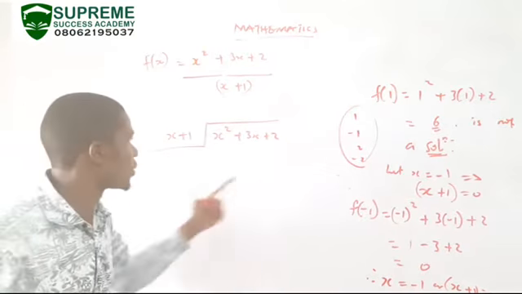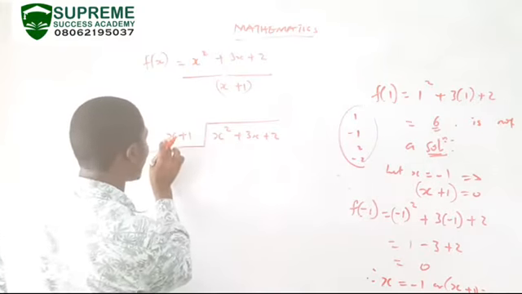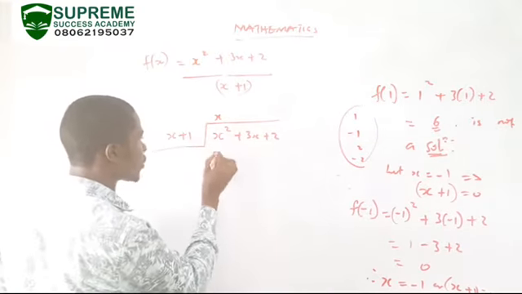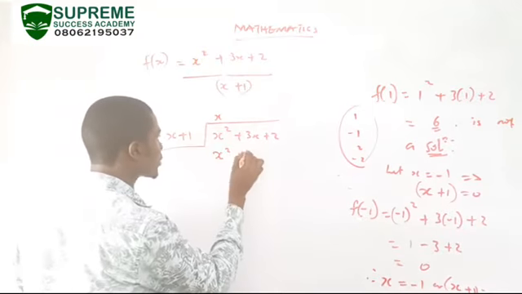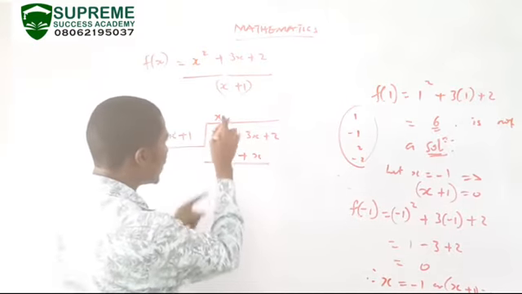Your dividend. So how do we go about it? X squared divided by this will give us x. This times it gives us x squared. This times this will give us plus x. Then you subtract. This one will be 0.